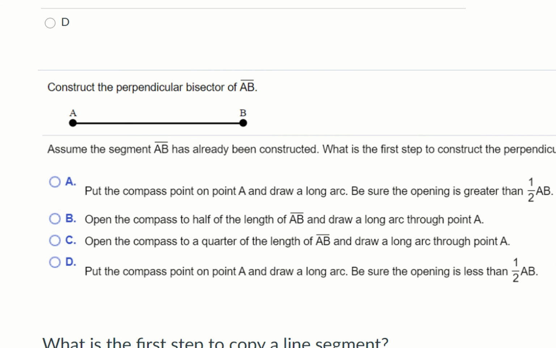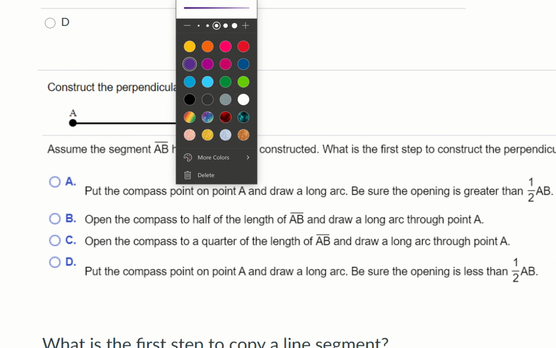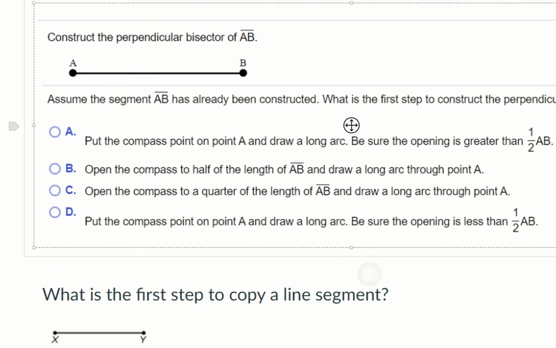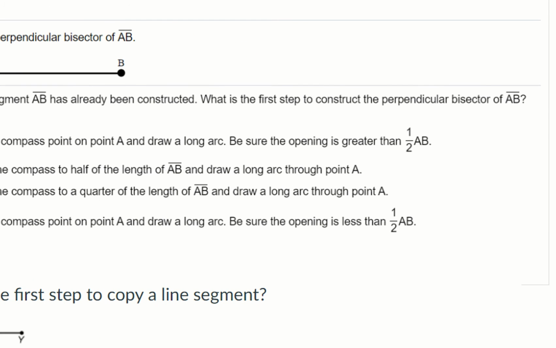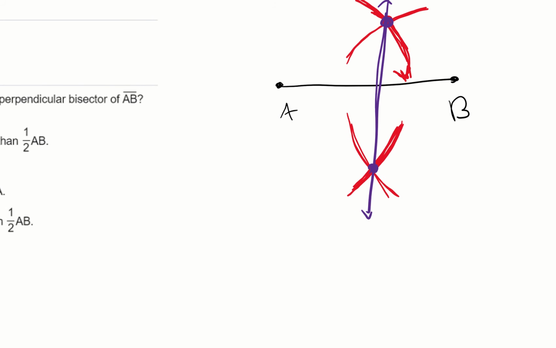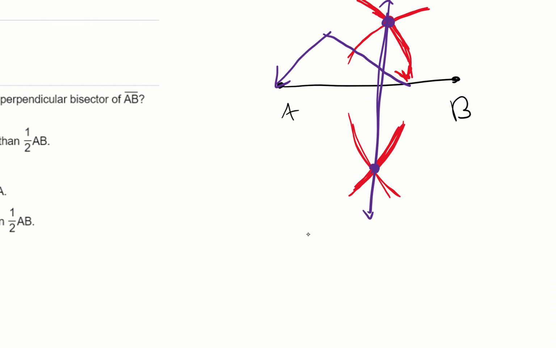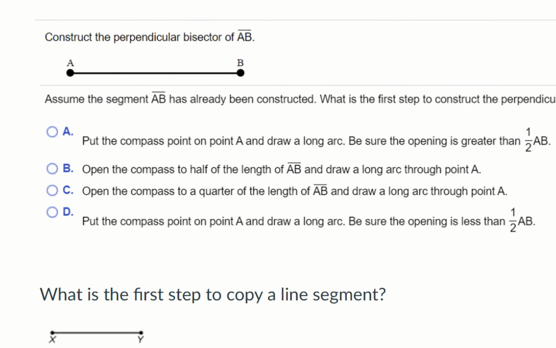So let's evaluate the steps here. Put the compass point on A and then draw a long arc. Be sure the opening is greater than 1/2 of AB. That looks good. That's basically what I was saying. Make sure that the opening is greater than half of AB. So let's look at the other ones.